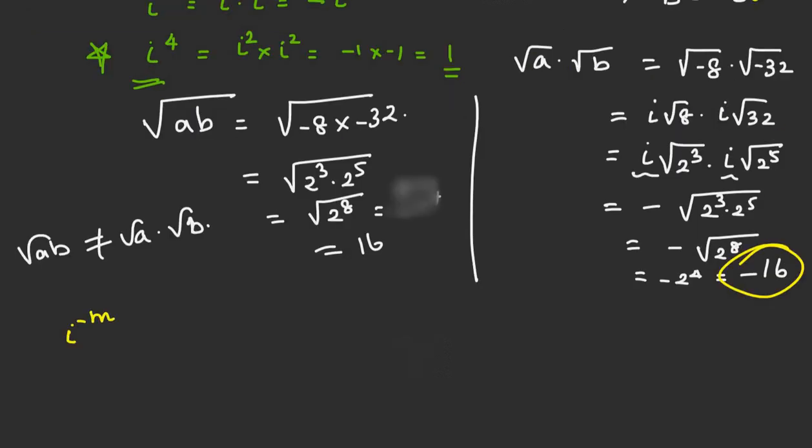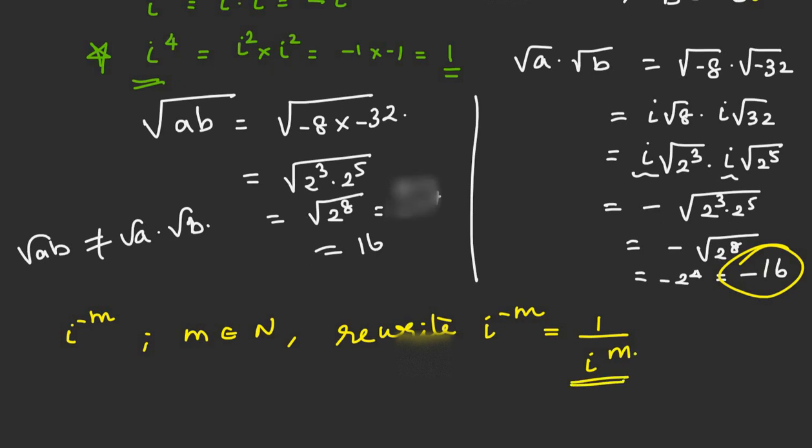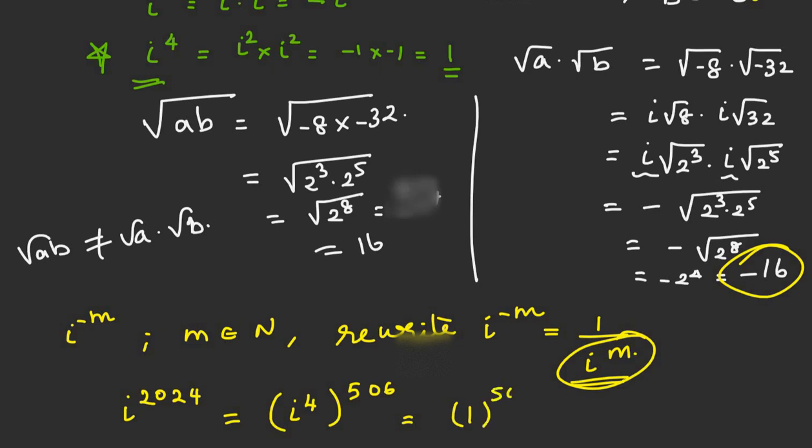For i power minus m, where m belongs to the set of all natural numbers, rewrite this number i power minus m by using its reciprocal 1 by i power m, and we have to ensure that there is no i in the denominator. Let us check an example. Say I want to find the value of i power 2024. This is equal to i power 4 the whole power 506. i power 4 we know is equal to 1, so 1 whole power 506 is equal to 1.